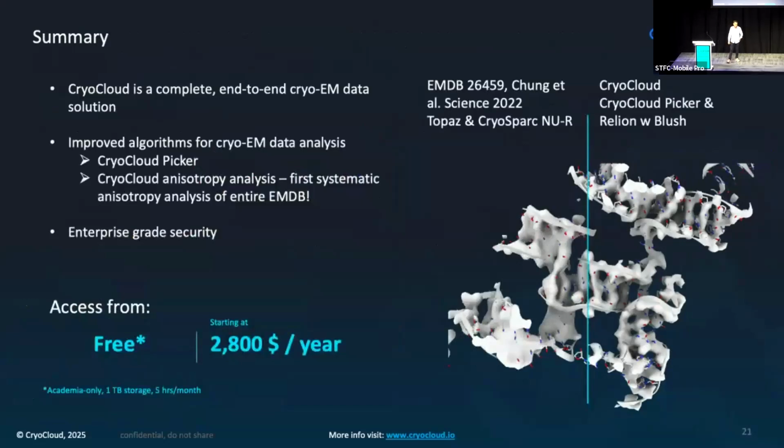In summary, CryoCloud is a complete end-to-end cryo-EM data solution. We provide improved algorithms for cryo-EM data analysis, such as our CryoCloud picker and our anisotropy analysis, with which we did the first systematic anisotropy analysis of the entire EMDB to our knowledge. I did not speak much about security, but we also provide enterprise-grade security and recently got the ISO certificate. If you want to try some of our algorithms, we have a free plan for academia, which comes with 1 terabyte storage and 5 compute hours. And the jobs, the picking and the anisotropy jobs, they're very fast. They run in minutes. So you can really analyze a lot of your data using that.